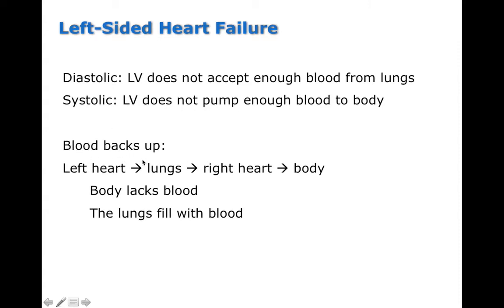Now, blood's going to end up backing up into the lungs and eventually also backing up towards the right side of your heart and the other side of your body. So what's interesting here is that left-sided heart failure could lead to right-sided heart failure because it's all an interconnected system.